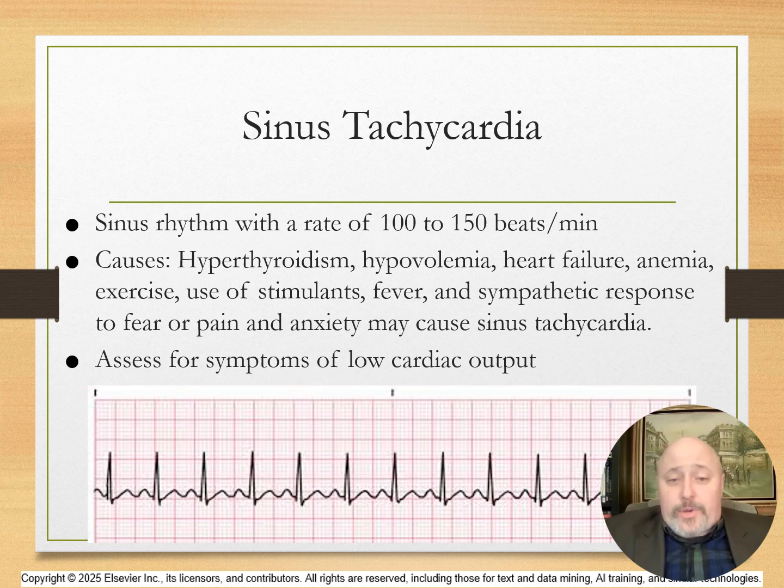Our first dysrhythmia is sinus tachycardia. When you see the term sinus, this is a rhythm originating in the sinoatrial node. It's going to be a normal sinus rhythm in all aspects, except it has a rate of 100 to 150 beats a minute. These could have a lot of causes, everything from hyperthyroidism to hypovolemia, heart failure, anemia, exercise, use of stimulants, fever, or any sympathetic response, such as a case of fear, pain, or anxiety.